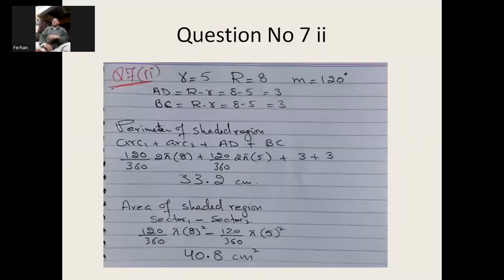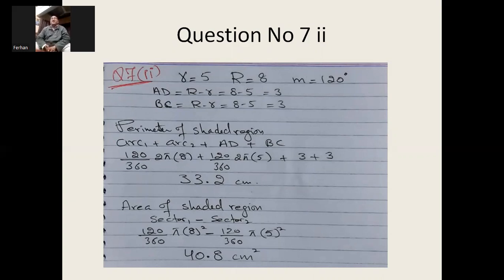Okay. So the small r is 5 and the big R is 8, and the angle subtended at the center is 120. So the AD will be equal to 8 minus 5, and that will be 3. BC will also be capital R minus small r, 8 minus 5, and that will be 3.